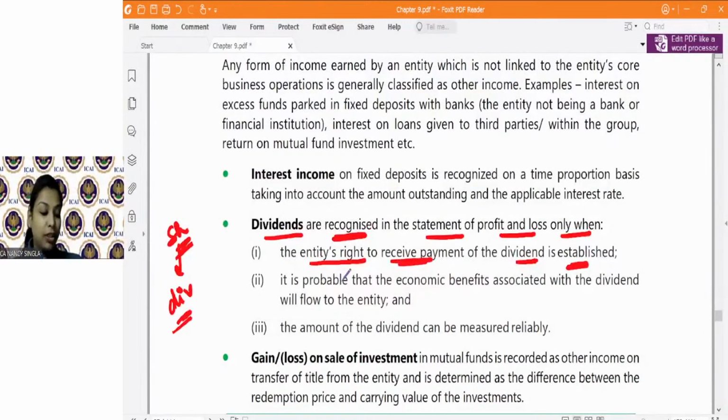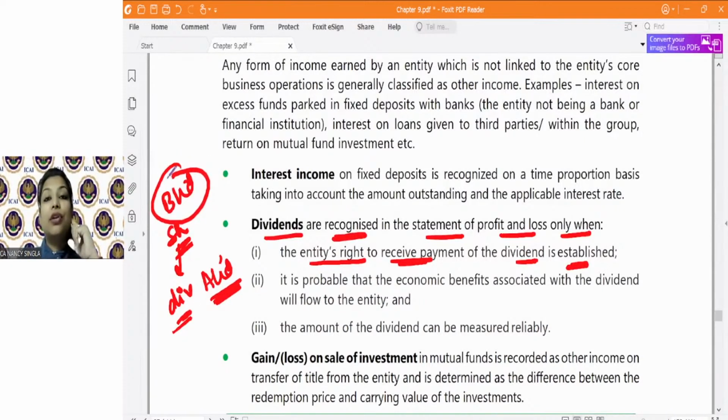अच्छा, ये कब एस्टैब्लिश होता है? When the other company, है ना, let's say shares of A Limited है and your client is B Limited. So when A Limited has either proposed or declared the dividend and the name of B Limited is coming in the register of members जिसको dividend आना है, then only it will be considered that the right to receive the payment of dividend is established.